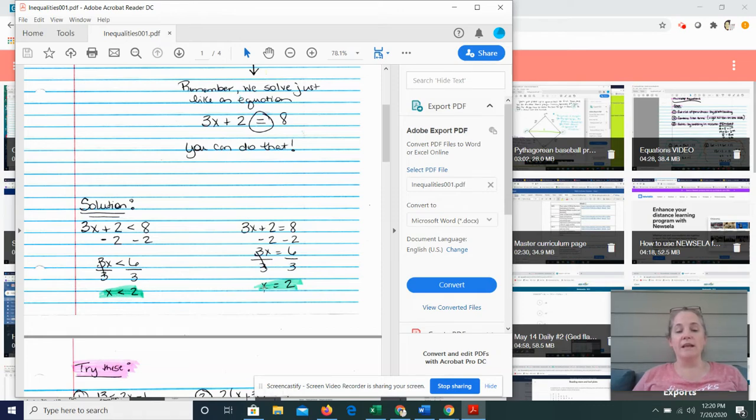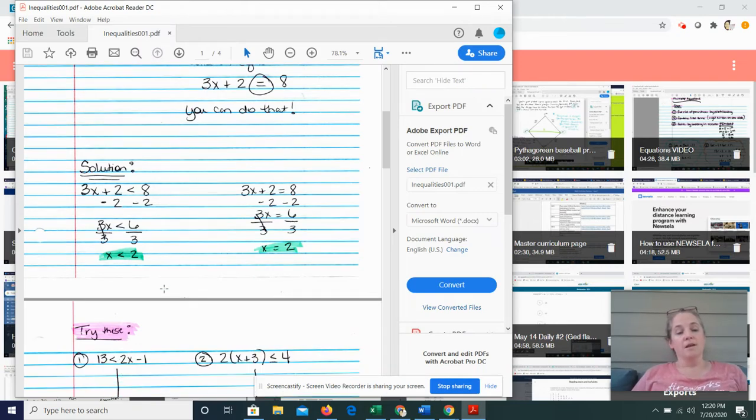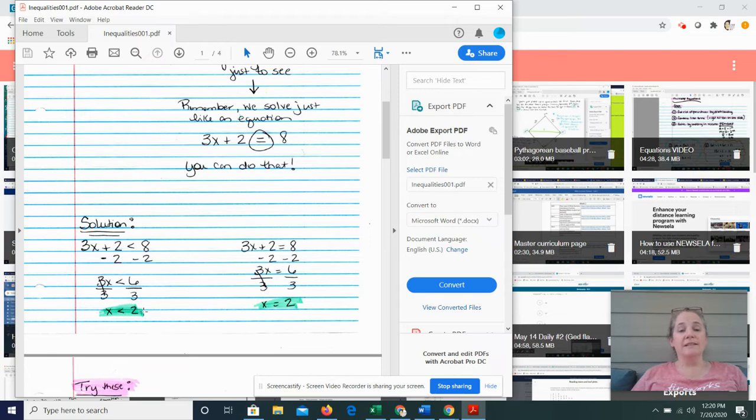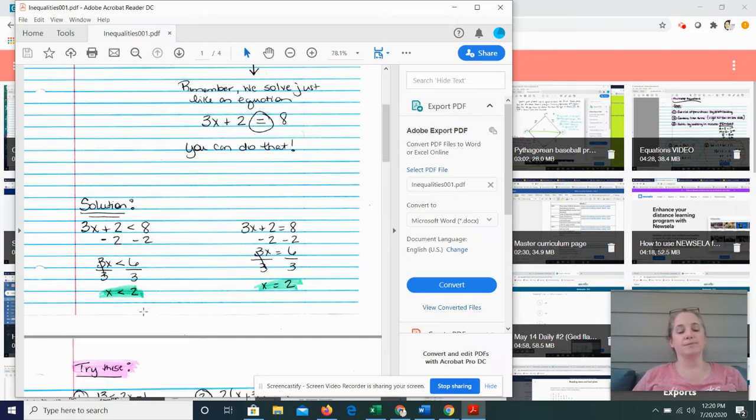So instead of getting x equals 2, like you would in an equation, you get x is less than 2. What this means is that x can be any number that's less than 2. It can be 1, it can be 0, it can be any negative number. It can be 0.5 because that's 1/2 and that's less than 1. So it can be anything less than 2.